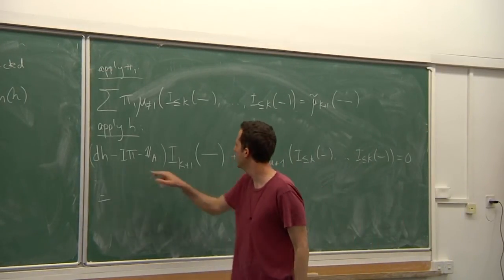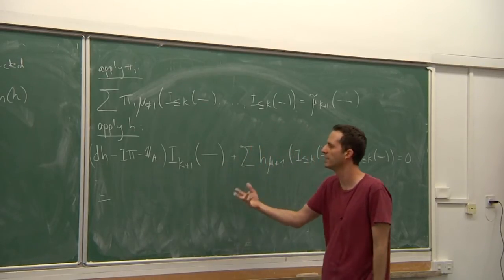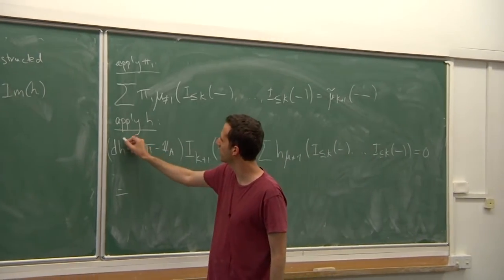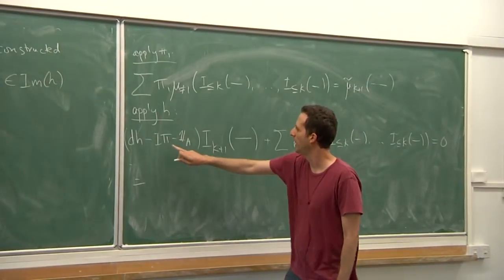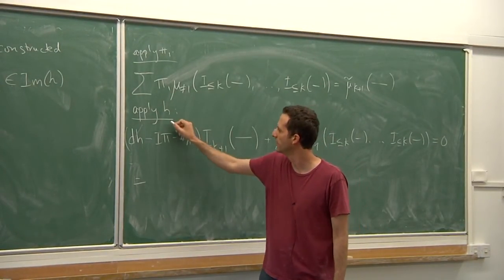So note that here we have I k plus 1. We want to prove that it lies in the image of h. So if we succeed, this term will vanish. And then this term will vanish as well, because pi h also equals 0. Right? We're using all these relations.